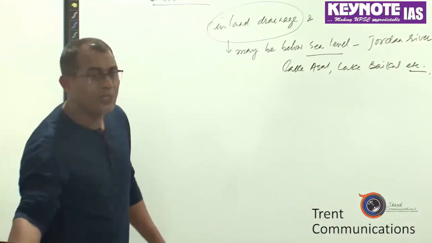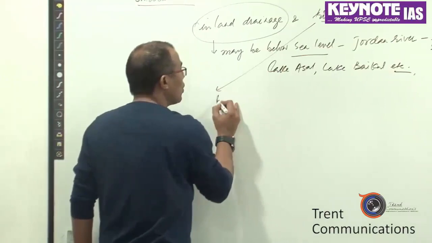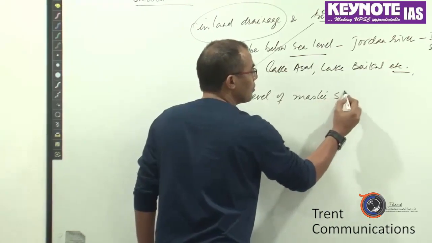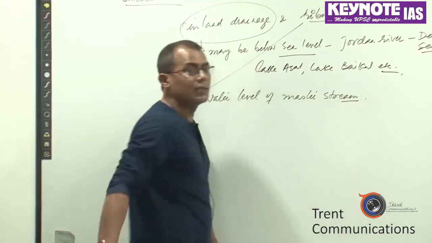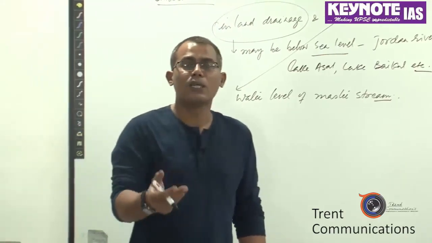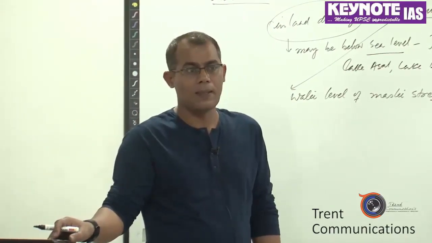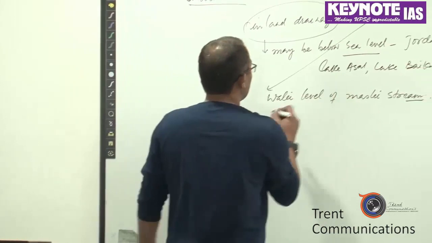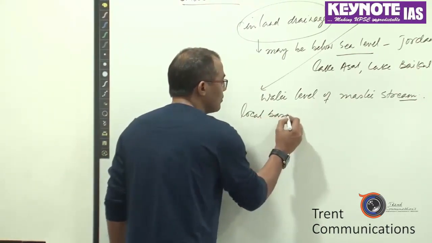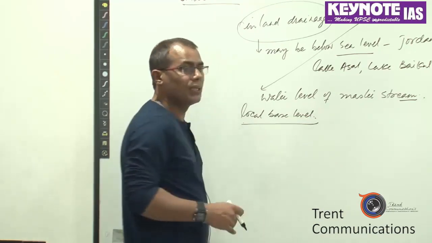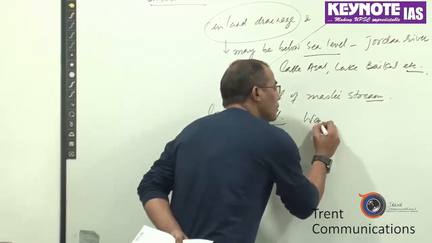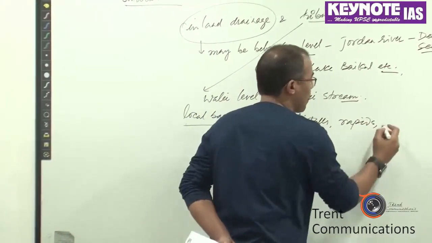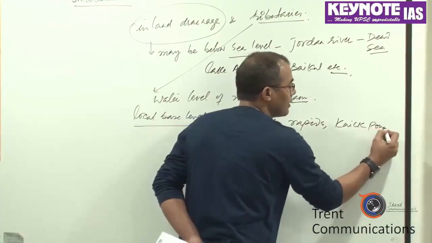The base level for tributaries is the water level of the master stream. For example, the base level of Yamuna is the water level of Ganga at Allahabad. Right? Then local base level, generally associated with the waterfalls, rapids, neck point, etc.